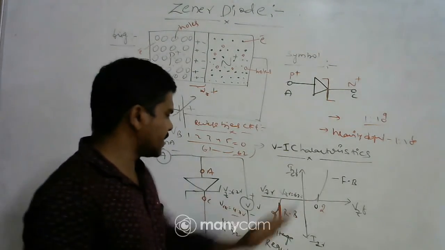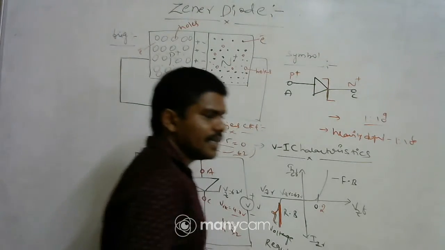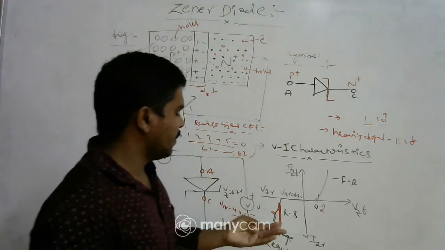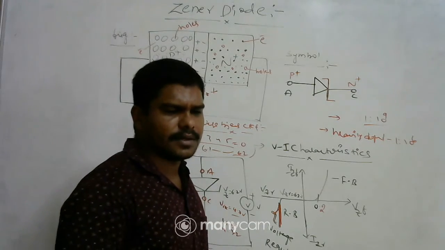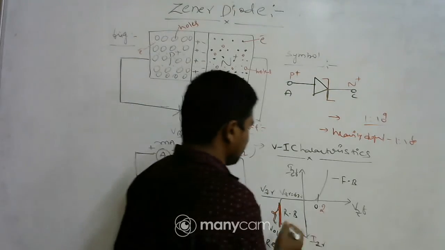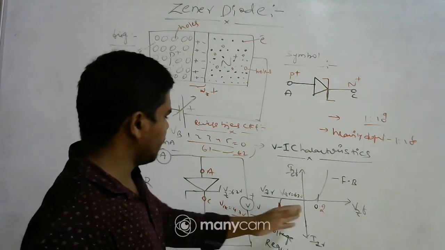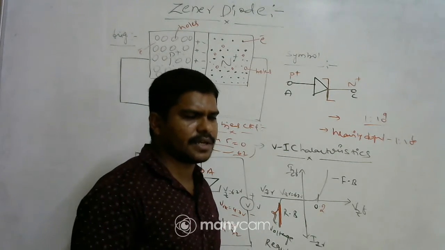In forward bias the characteristics are the same. From this we can calculate the static and dynamic resistance, the AC and DC resistance, similar to the procedure for a PN junction diode. In reverse bias, at any point you can also calculate the static resistance and dynamic resistance.